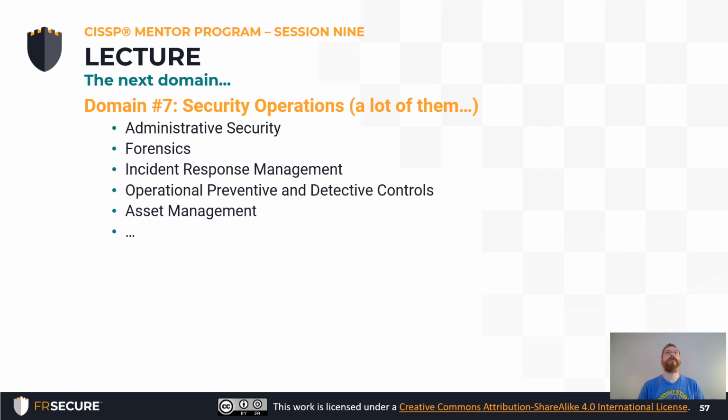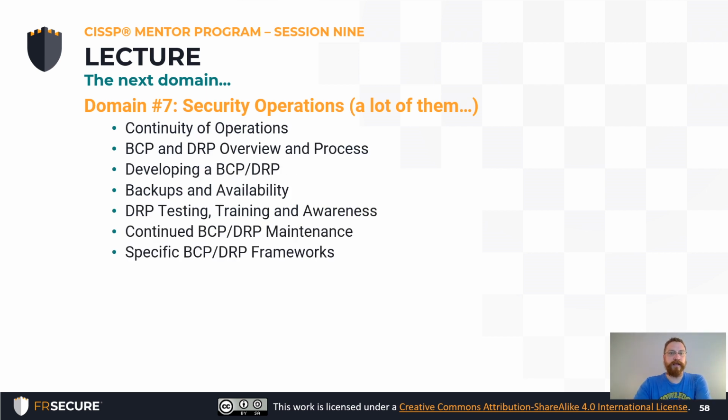All right. A lot. So what are we looking at here? Administrative security, forensics, incident response management, operational, preventative, and detective controls, and then asset management. And there are more, but that is what we're going to get to tonight. There is the rest of them. So continuity of operations, BCP. We'll go through all these in a lot more detail.